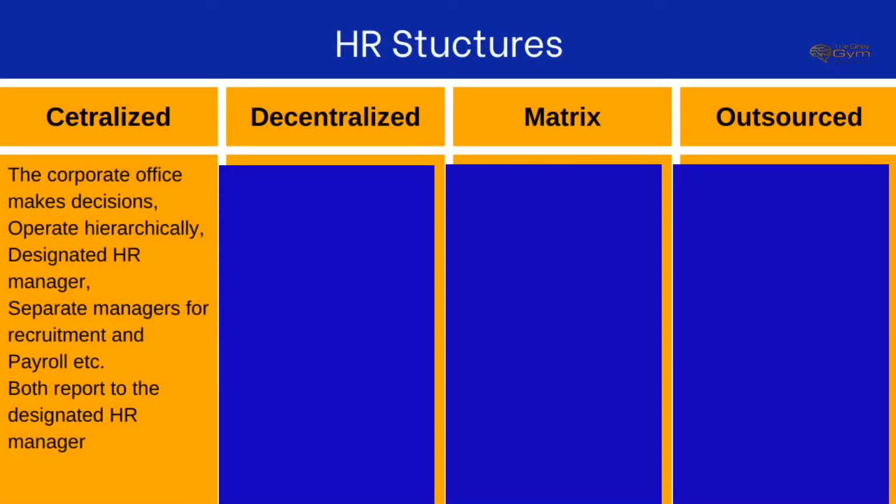In a centralized HR structure, a corporate office makes decisions on behalf of the entire organization and supports activities for the whole company. Centralized structures often operate hierarchically with a designated HR manager that reports to upper management, who gives them a set of goals to meet with the HR team. There are often separate managers for recruitment and employee development who both report to the designated HR manager of the company. Companies that use a centralized structure hire HR personnel with background in training, specifically in human resources.